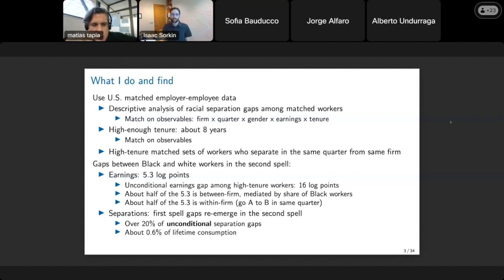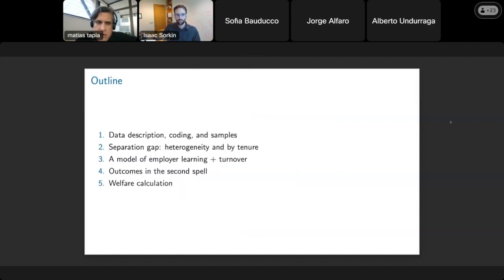In terms of separation gaps, the separation gaps that you see in the first employment spell reemerge in the second spell, which accounts for about 20% of the unconditional separation gaps. And I'll do a welfare calculation and argue this is about 0.6% of lifetime consumption. The black workers will be willing to pay about 0.6% of lifetime consumption to have the separation gap profile of white workers.